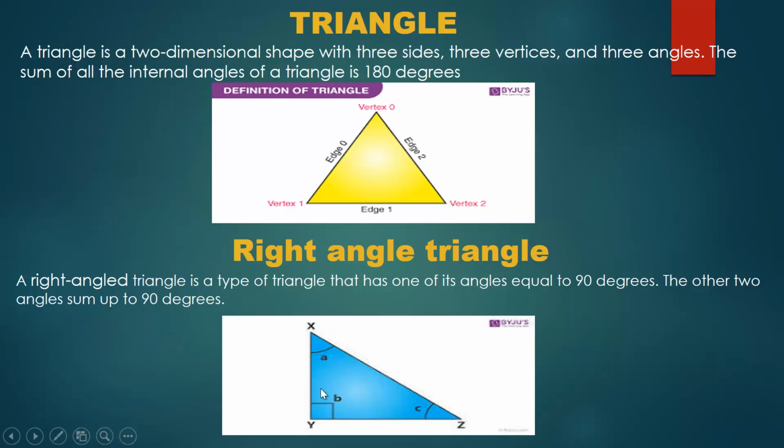We can see in the diagram that this angle will be equal to 90 degrees in a right angle triangle, and the other two angles, this one and this one, sum up to 90 degrees. So overall, the sum of the three angles of a right angle triangle is also equal to 180 degrees. So this is the definition of the right angle triangle. I hope you have understood it.